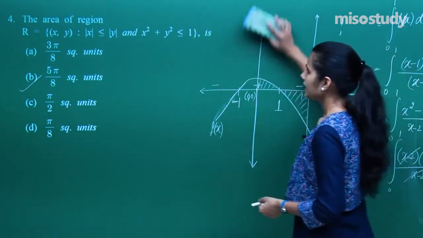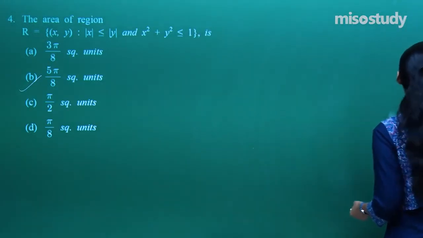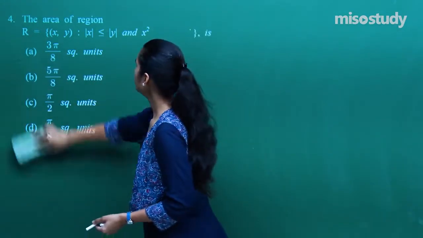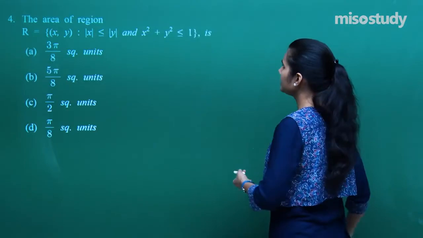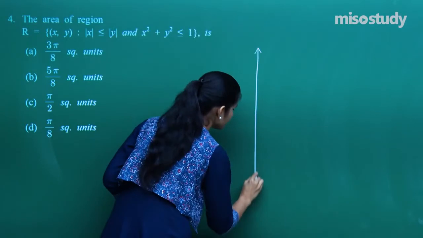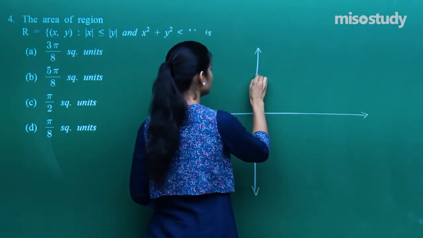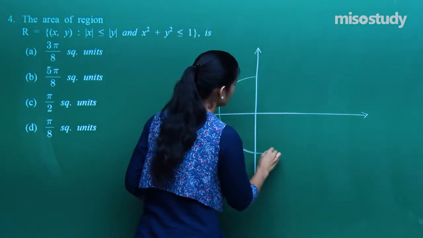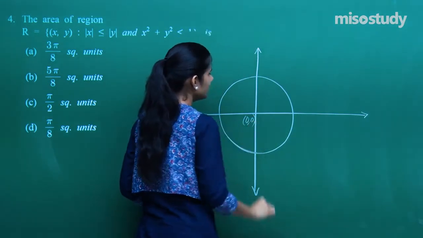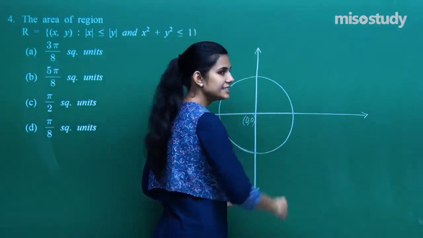It is talking about the area of the region which consists of all those ordered pairs (x, y) such that mod x is less than or equal to mod y and x square plus y square is less than or equal to 1. If I talk about x square plus y square equal to 1, it is nothing but a unit circle centered at origin with radius 1. If I'm talking about less than or equal to 1, that means I'm talking about the complete interior.